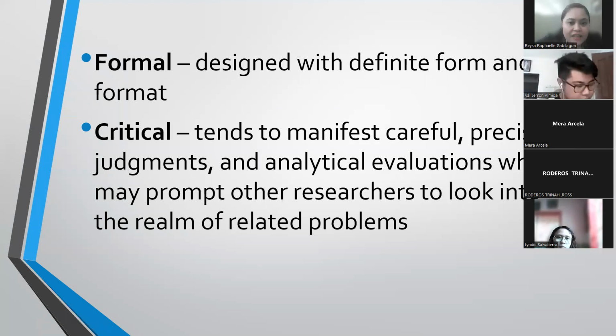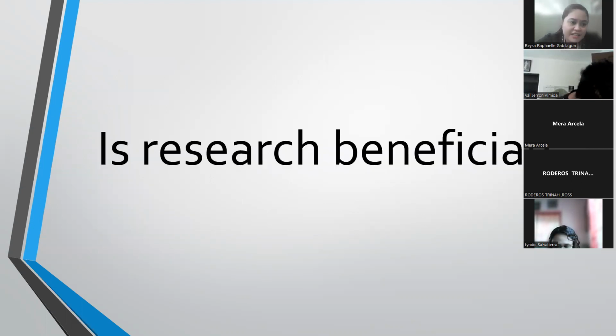And lastly, we have here critical. So when you say critical, research class actually involves careful investigation or analysis of something, or we do precise judgments or evaluations ng mga problem na we are studying, we are looking into. Okay? So ito yung mga characteristics ng research. So ang tanong ko sa inyo ngayon, is research beneficial? Why are we doing this?